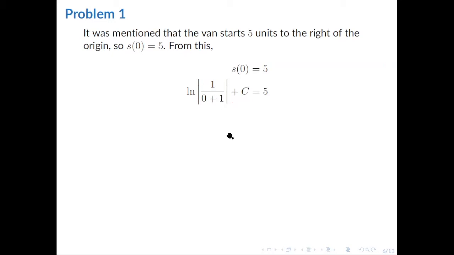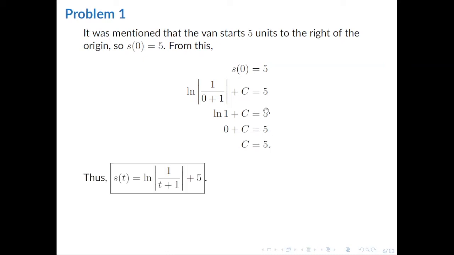So simplify natin yung nasa loob. We have ln of 1 plus c equals 5. ln of 1 is 0. So we have here c equals 5. Ibig sabihin nun, yung S of t natin or yung position function natin ay ln of the absolute value of t plus 1 plus 5.